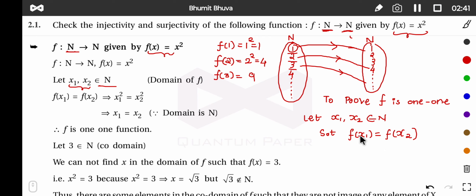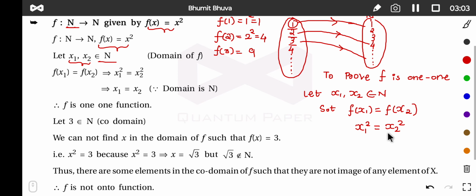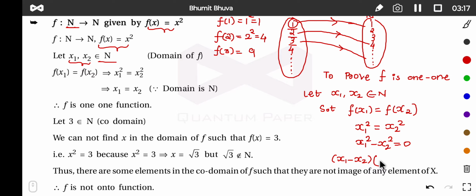Okay. So the function is given to be x square, so the value of f of x1 will be x1 square, which is equal to f of x2, that is nothing but x2 square. We know that it is one-one, so we have to prove that. Okay. So if we take this x2 square to the left hand side, we will get x1 square minus x2 square is equal to 0. So if you apply the a square minus b square formula, what we will get? x1 minus x2 times x1 plus x2 is equal to 0.